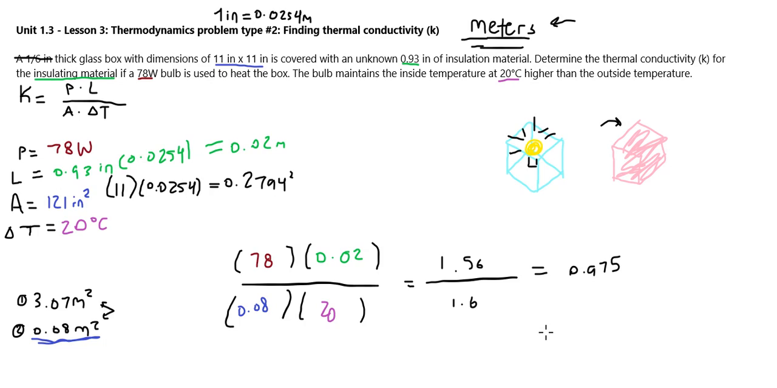Now we're not done. We have to have our units. Remember, the units are strange for this problem, and it's joules over S, which is seconds, times M, meters, times degrees Celsius. And our answer is this.